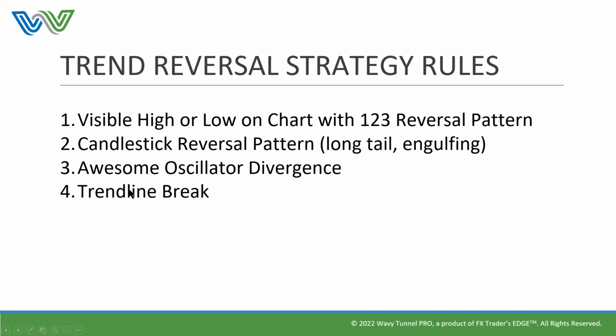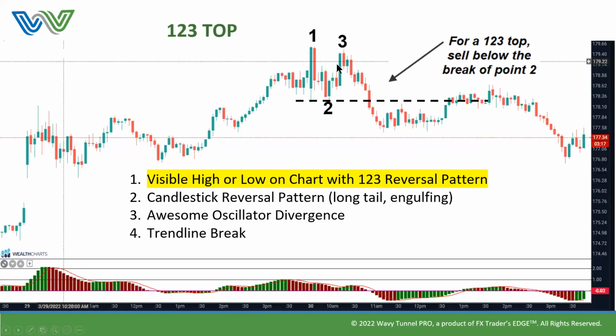And I also like to add a trend line break. So our system has automatic trend lines and automatic trend line breaks on the radar screens, on the scanners. It's all part of our system. I'm going to show you that. Visible high or low on the chart with the 1, 2, 3 reversal pattern.